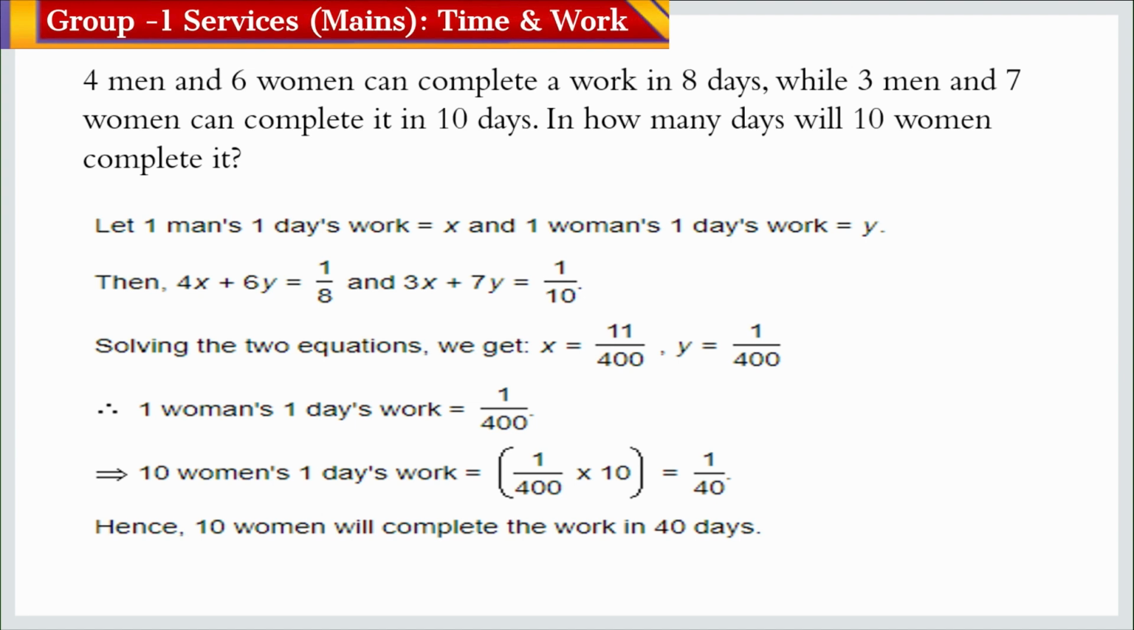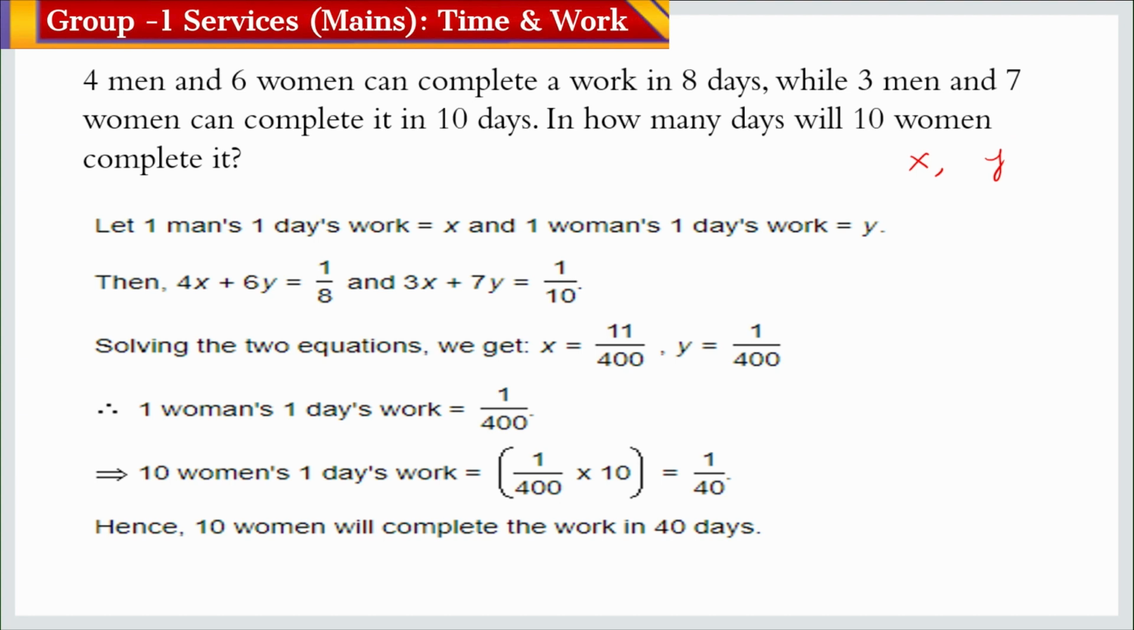4 men and 6 women can complete a work in 8 days, while 3 men and 7 women can complete it in 10 days. In how many days will 10 women complete it? 4 men and 6 women can complete the work in 8 days. We do not know the work done by men in 1 day, so say x. The work done by women in 1 day, say y.